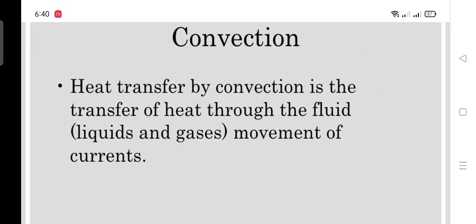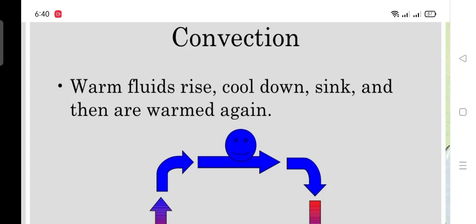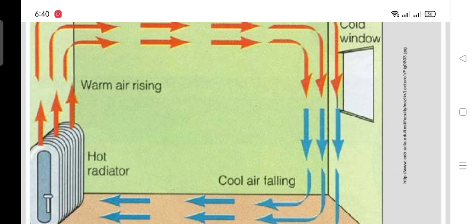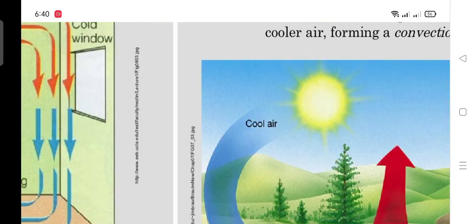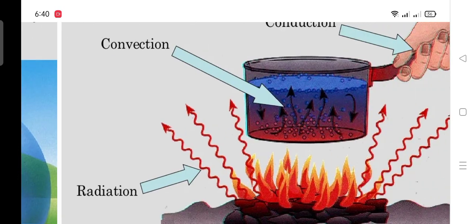Convection. Heat transfer by convection is a transfer of heat through a fluid. It means the movement of currents in liquids and gases. Here the warmer fluid rises, cools down, sinks, and is then warmed again. This is the example of your room where the temperature is open. This is also an example of convection.